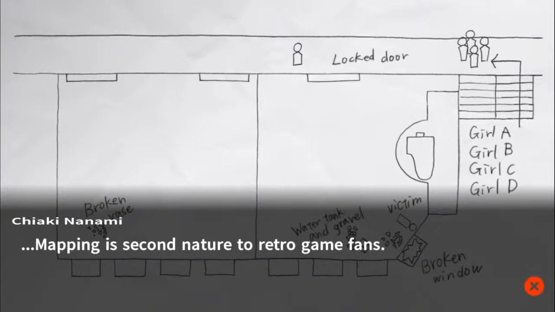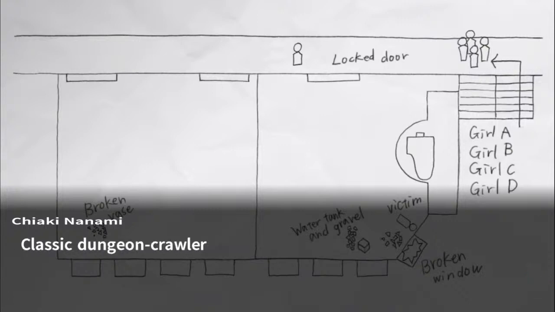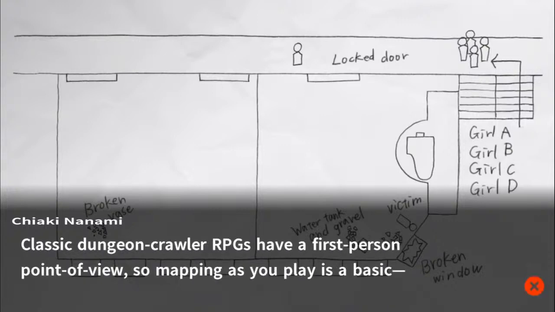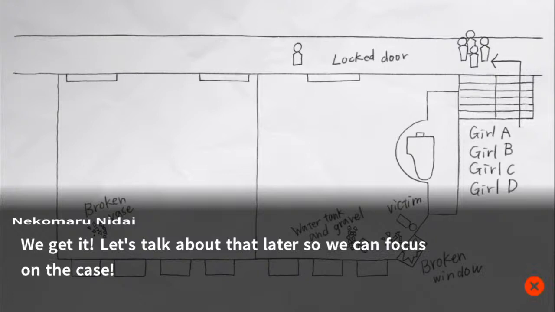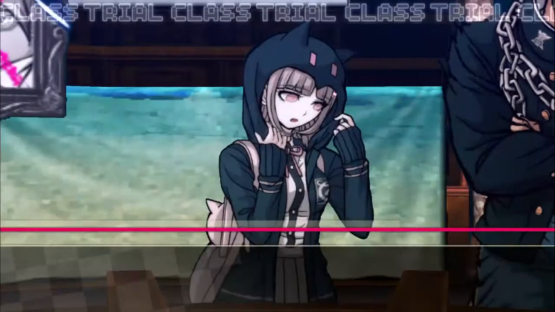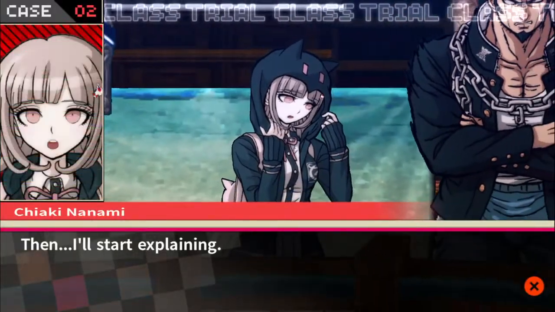Mapping is second nature to retro game fans. Classic dungeon crawler RPGs have a first-person point of view, so mapping as you play is the basic. We get it! Let's talk about that later so we can focus on the case. Then, I'll start explaining.